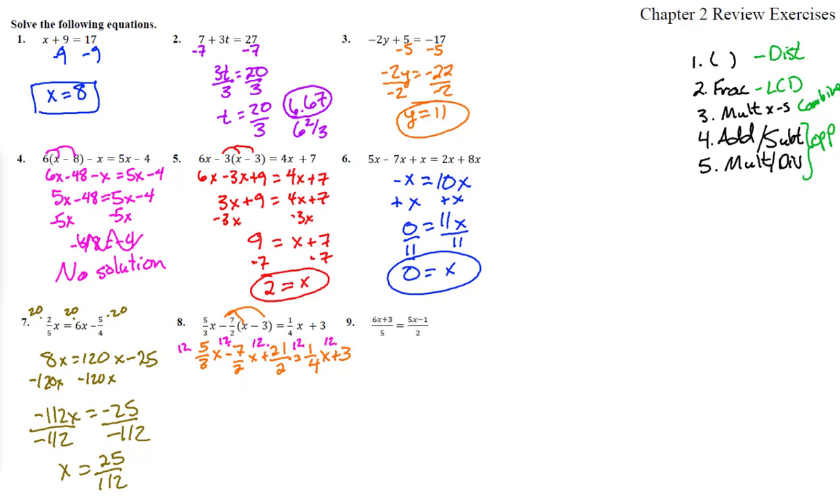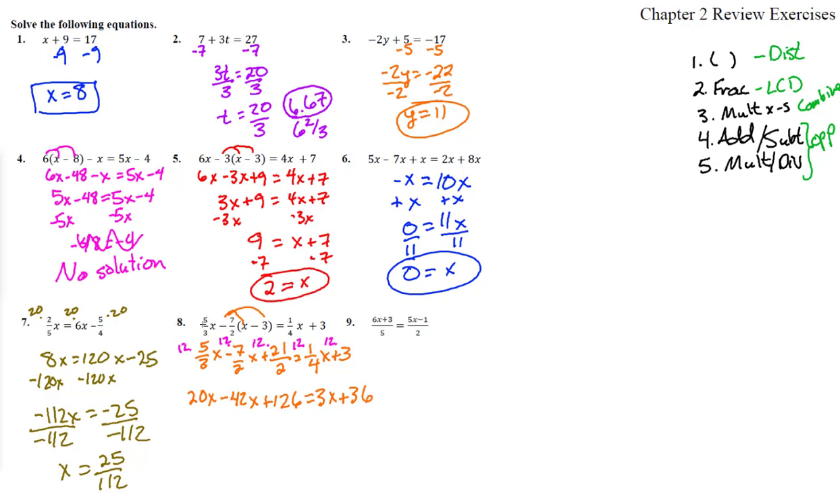So 12 times 5/3. 12 divided by 3 is 4 times 5 is 20x. 12 times 7/2. 12 divided by 2 is 6 times 7 is 42. That's minus 42x. 12 times 21/2, 12 divided by 2 is 6, that's 126. Equals 12 times 1/4 is 3x. 12 times 3 is 36.